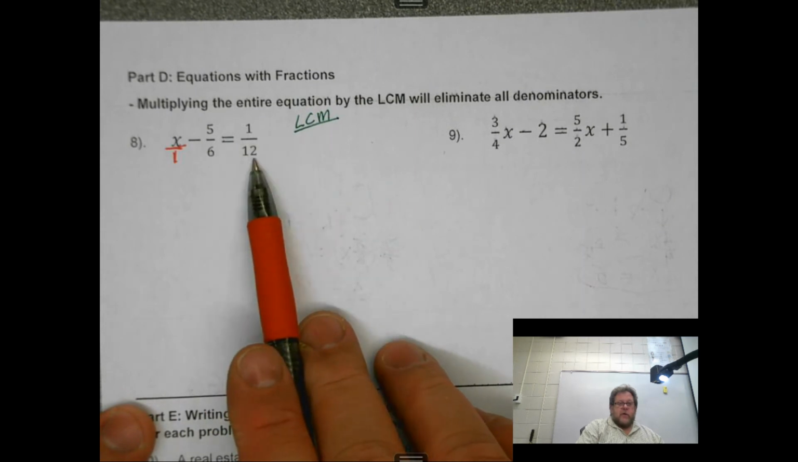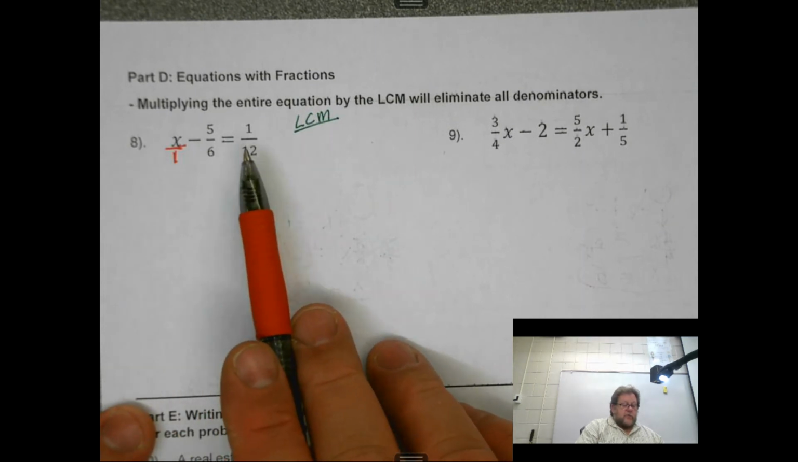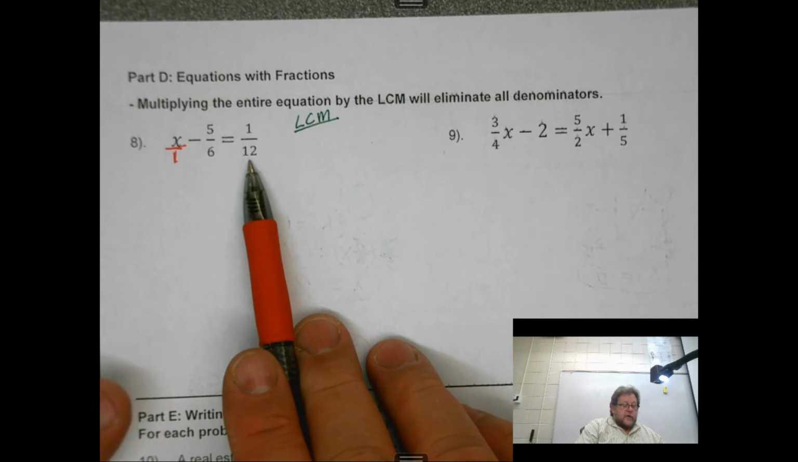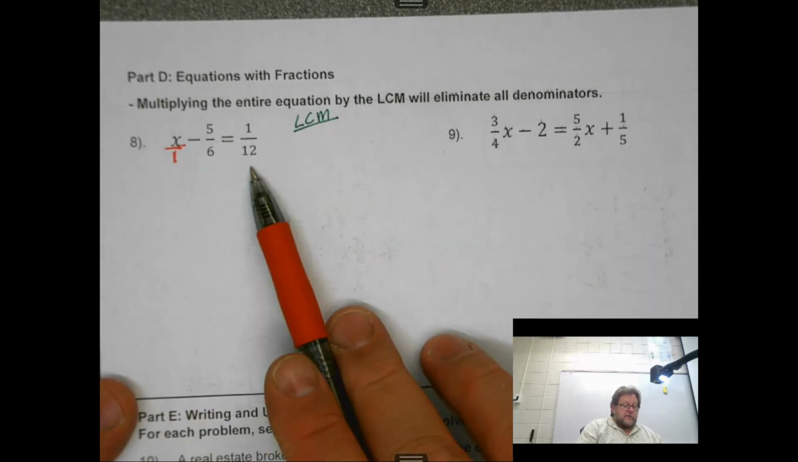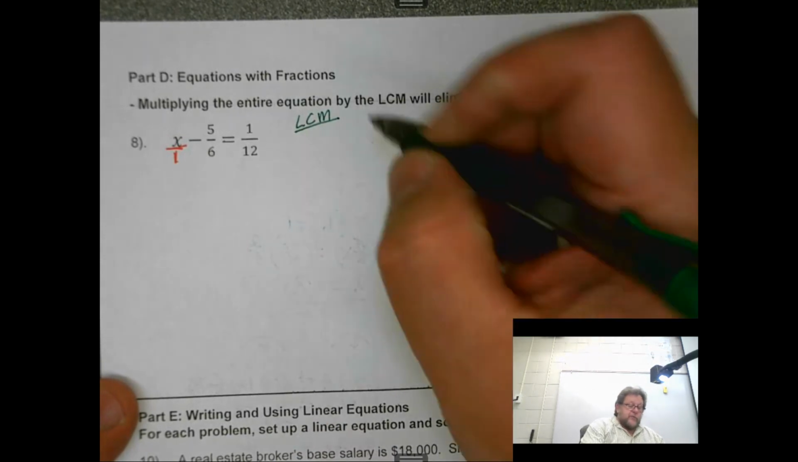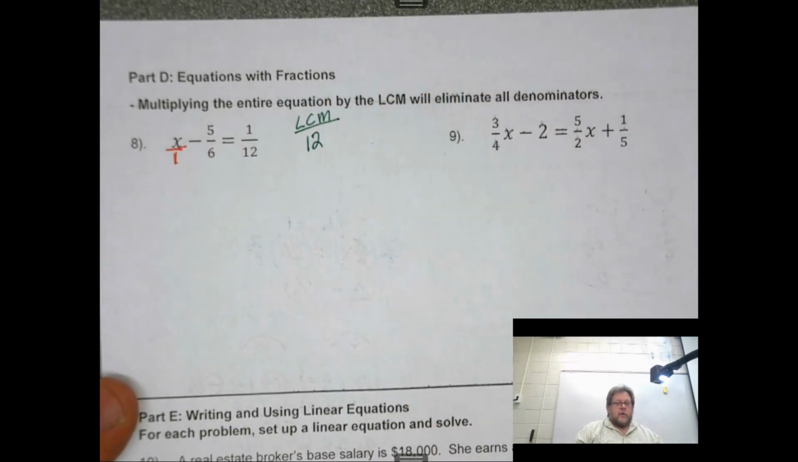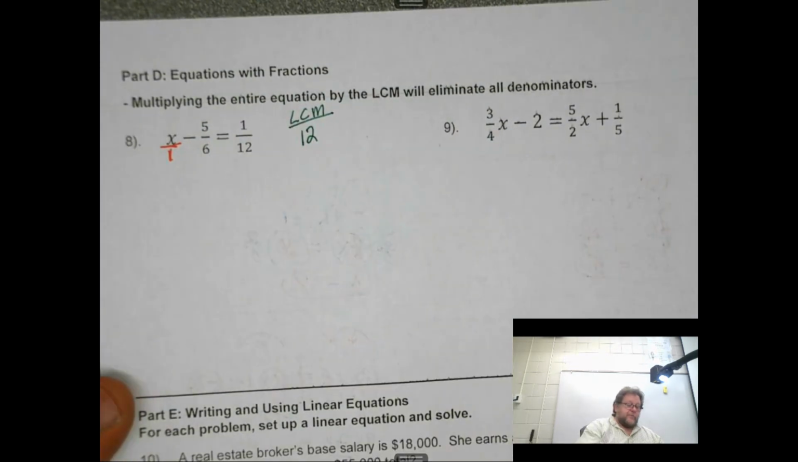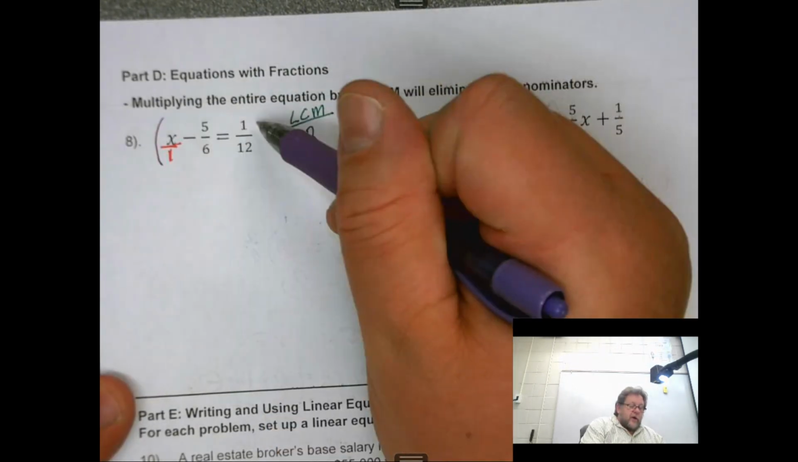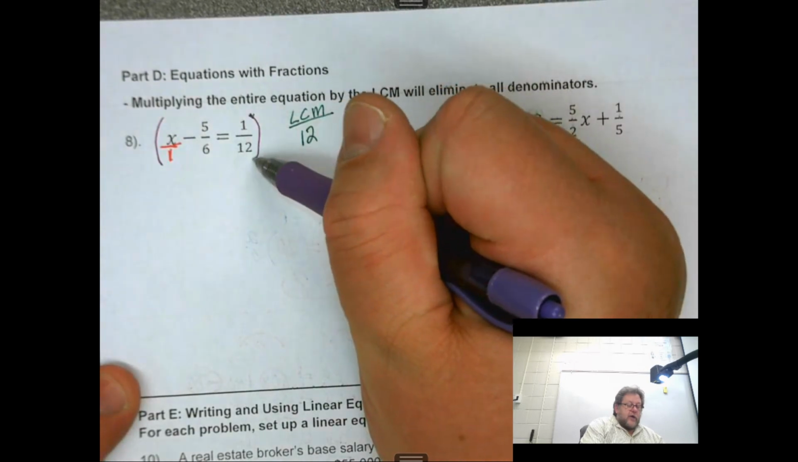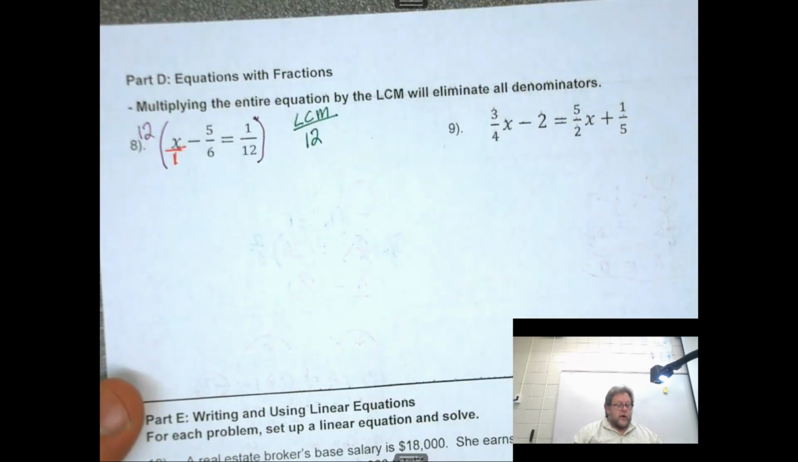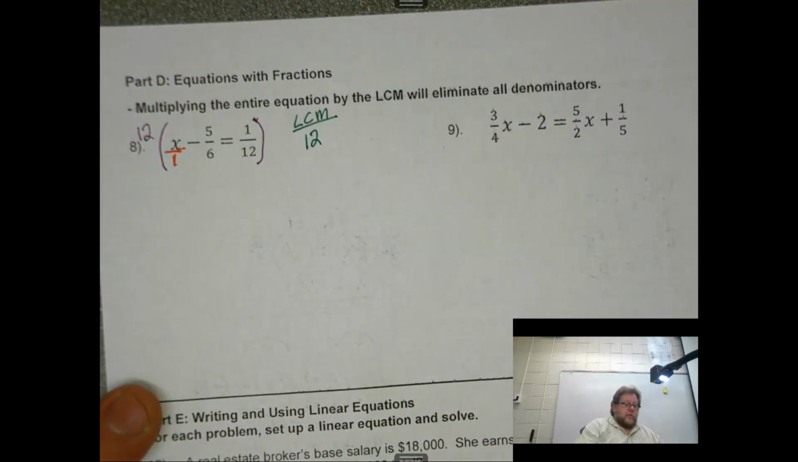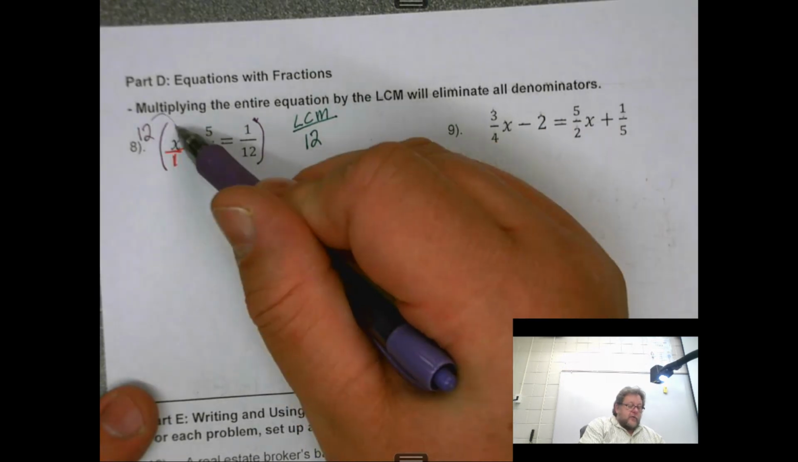Now here's what I'm going to do. I'm going to multiply my entire equation by that lowest common multiple, 12, or 12 over 1. I have to distribute it to each and every one of these terms. 12 times x, 12 over 1 times x over 1. Now the whole idea here is to eliminate fractions by multiplying by the lowest common multiple. If you don't eliminate these fractions, you did something wrong.